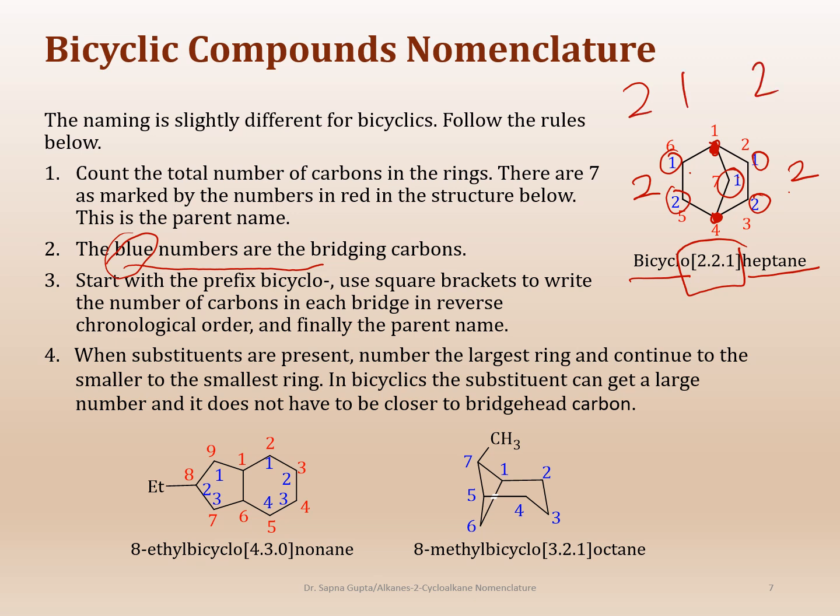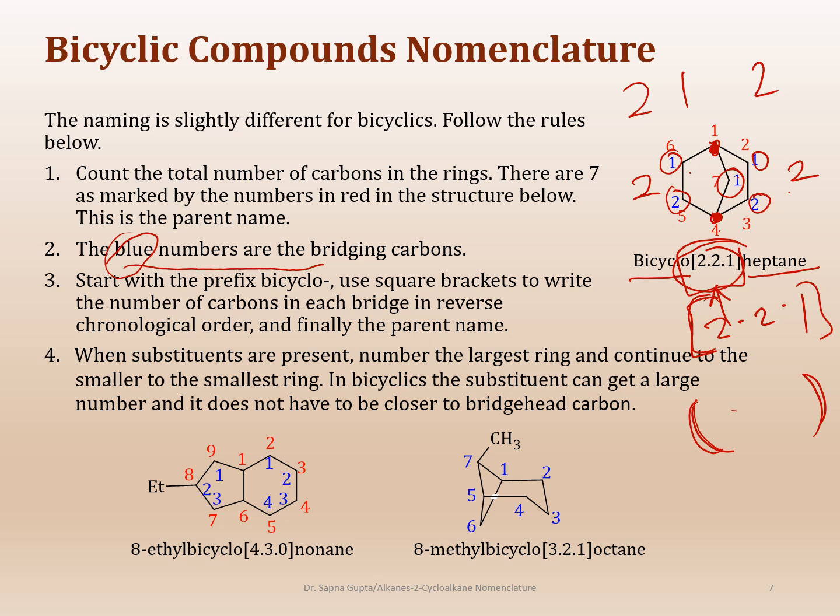Now all you have to do is put those bridging carbons right here in decreasing numerical order. I know, rules. And do you see the dot here? So 2.2.1, in square brackets, not parentheses. I call this square brackets and this round brackets. So put them in square brackets, 2.2.1. So bicyclo[2.2.1]heptane. And if you think that's it, yep, that's it. There's nothing much more to it. So that's a bicyclic compound for you.